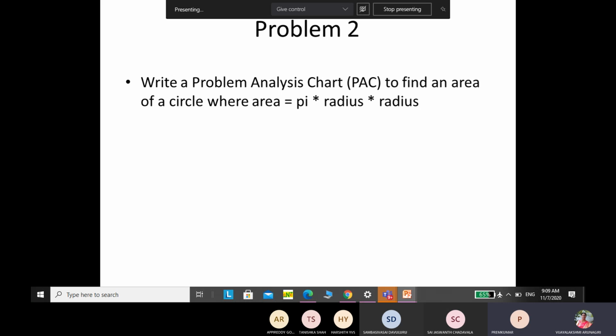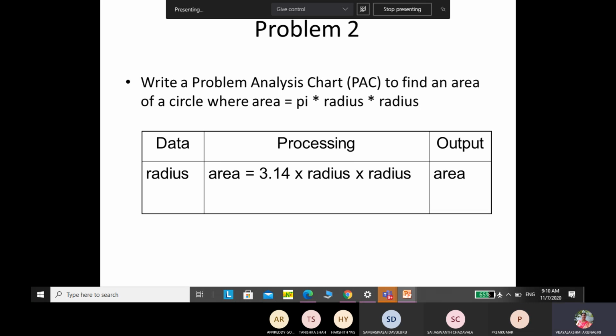Processing, area. Pi is a constant, so we calculate area, which is pi into r into r, where pi is 3.14. Output is area. See this, very simple, right? Input is radius, processing: area equals pi value, which will be replaced as 3.14, into radius into radius. Output is also area. Clear?